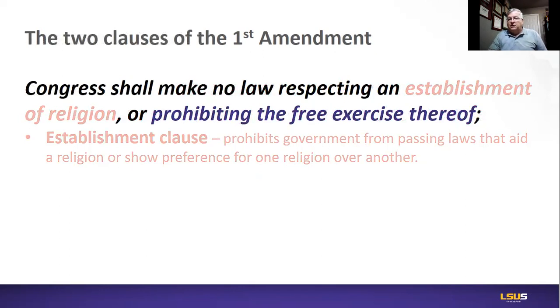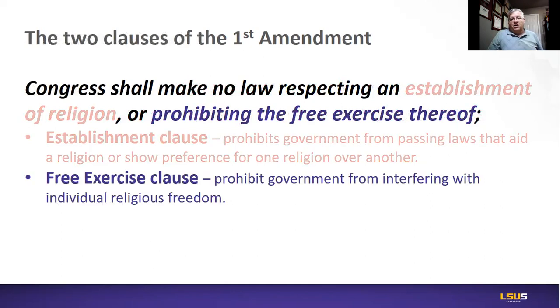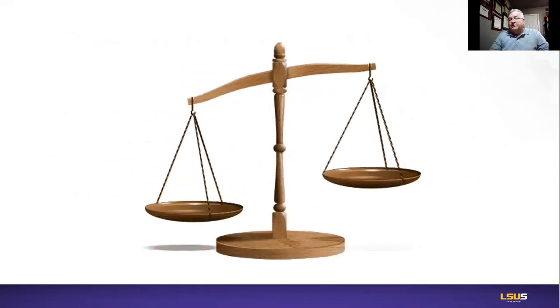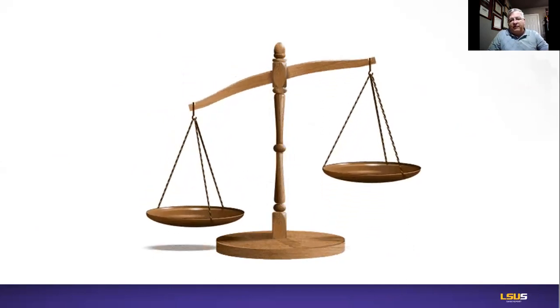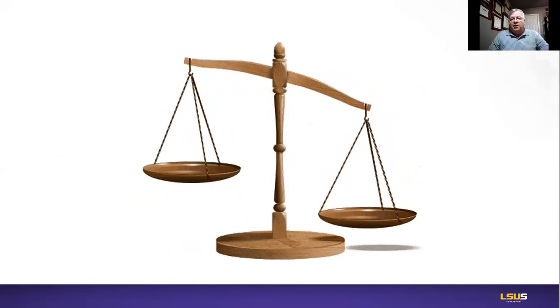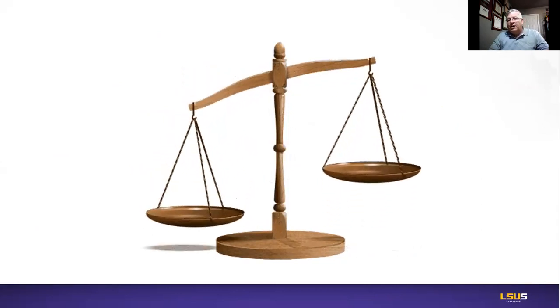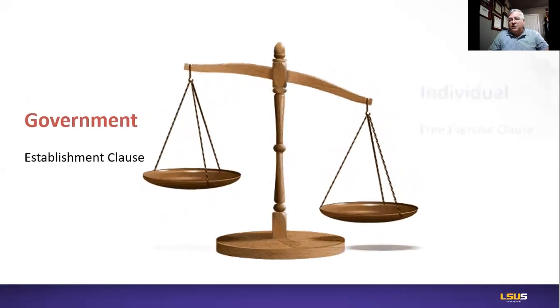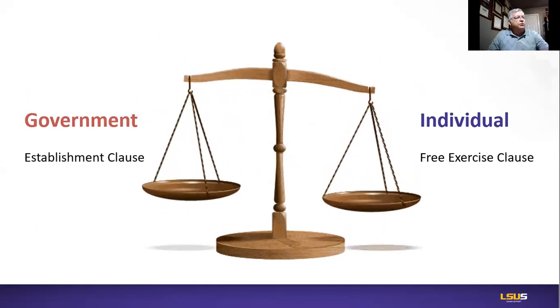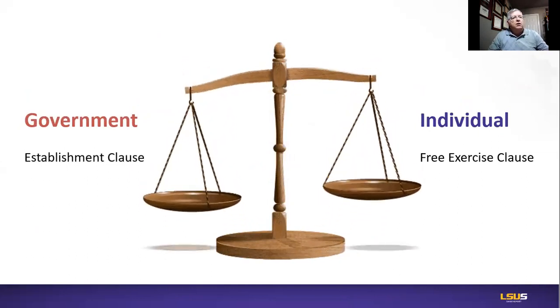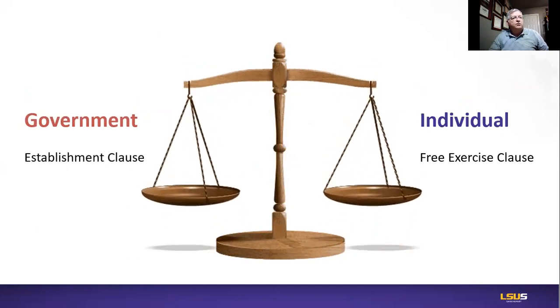The second of those 2 clauses is the Free Exercise Clause, which prohibits government from interfering with one's individual religious freedom. And these become a balancing act, the challenge between government establishing religion and an individual's right to exercise their religion however they want to. And so these 2 clauses become very critical to what you'll have to deal with as a school administrator.